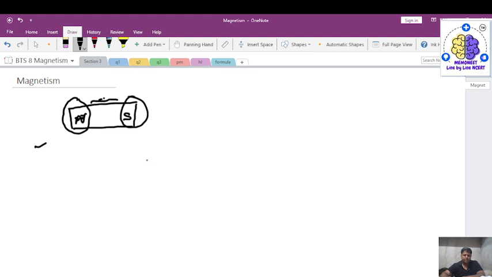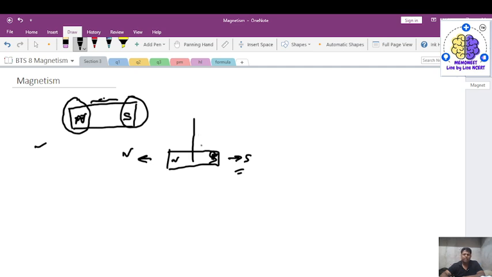If we suspend this bar magnet with the help of a string so that it is free to rotate about the string, we find that the bar magnet aligns itself along the geographical north-south. That is, the north of the bar magnet will point towards the geographical north, and the south of the bar magnet will point towards the geographical south.